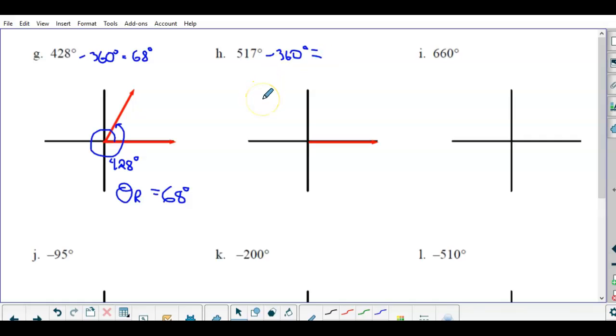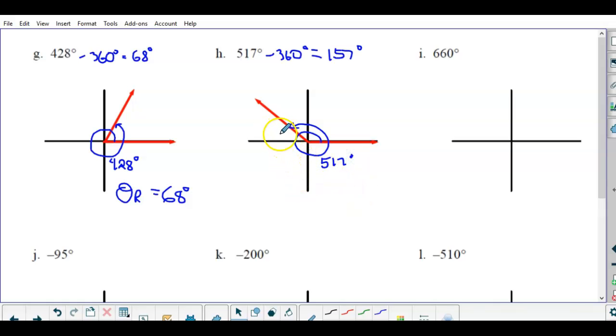Okay, so subtract 360, you get 157. So that's bigger than 90, less than 180. So something like that. So again, you start here, you do a complete rotation, and you end up at your terminal arm. So that's 517.